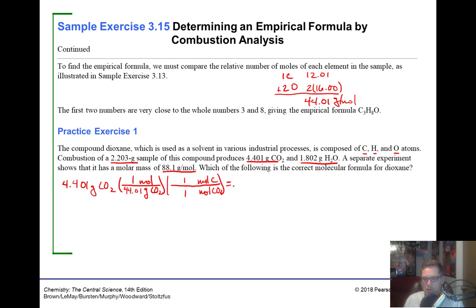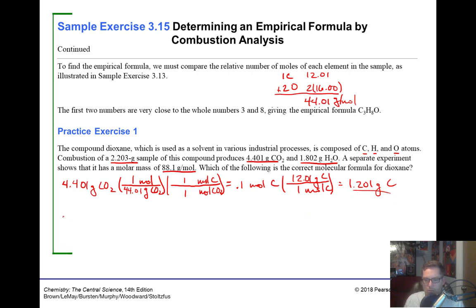Isn't it nice how this worked out? So the answer is just 0.1 moles of carbon. All right, 0.1 moles of carbon. Now we have to figure out the mass, though. So we'll say for every 1 mole of carbon, we have 12.01 grams of carbon. So this becomes 1.201 grams of carbon. All right, so that's how many grams of carbon our original sample had to have had.